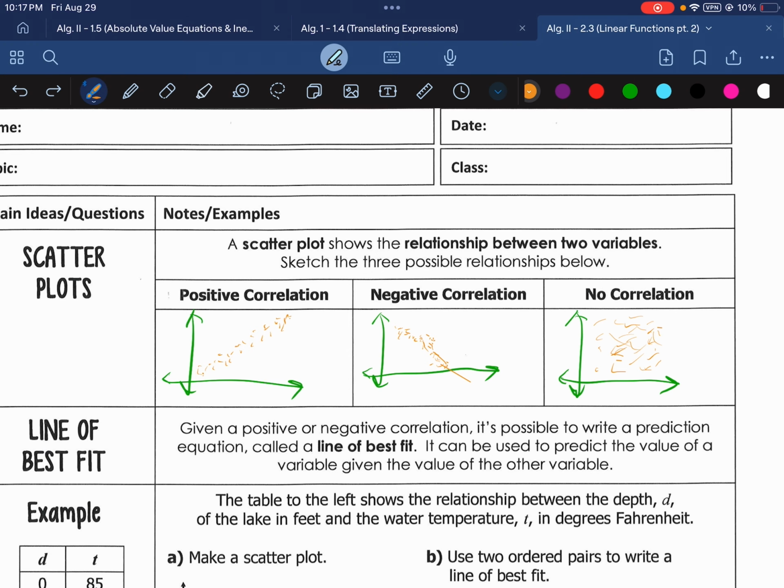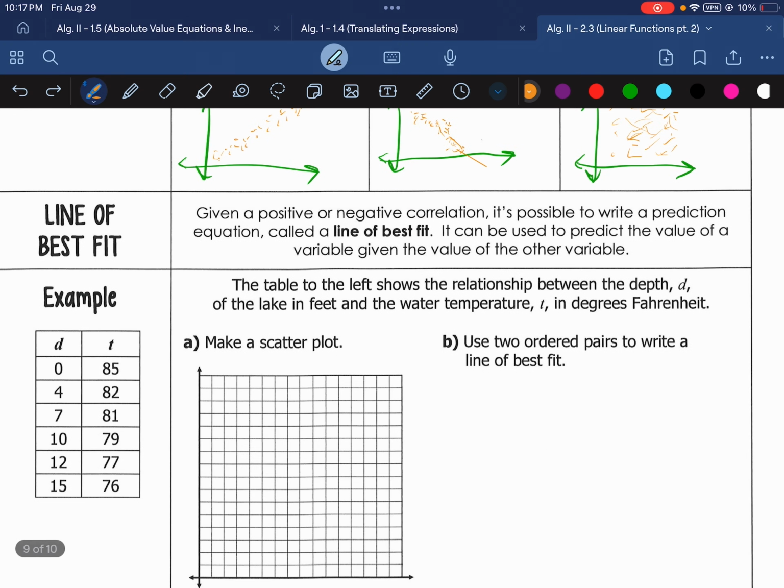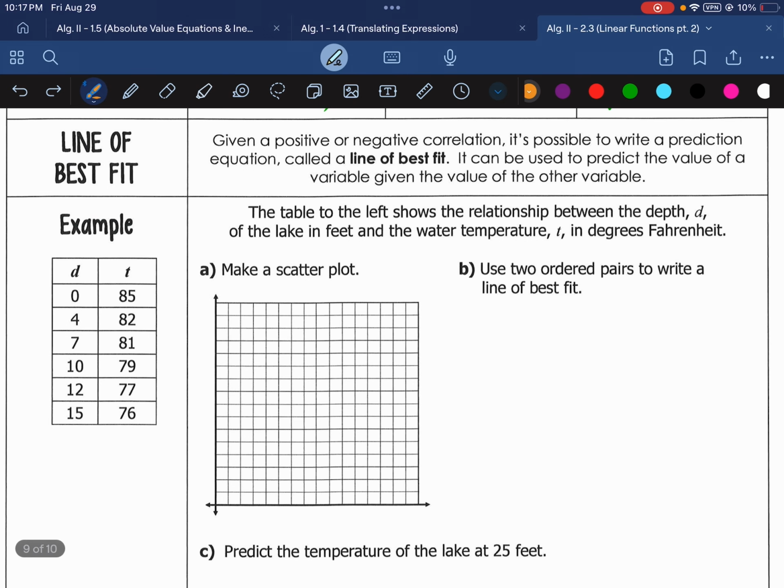So this table to the left shows the relationship between the depth d of the lake in feet and the water temperature T in degrees Fahrenheit. And it asks us to make a scatter plot. So I'm going to be plotting D and T, and I'll put T, the temperature, on this axis, and D, the depth, on the x-axis, because this is on the left, this is on the right, and the one on the left is typically what we call the independent variable, and the one that runs along the x-axis.